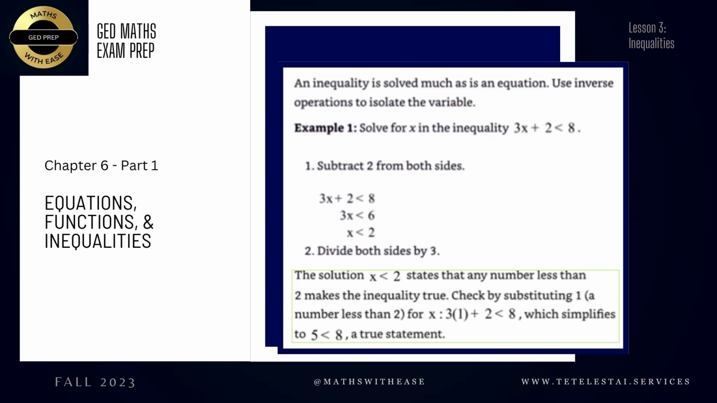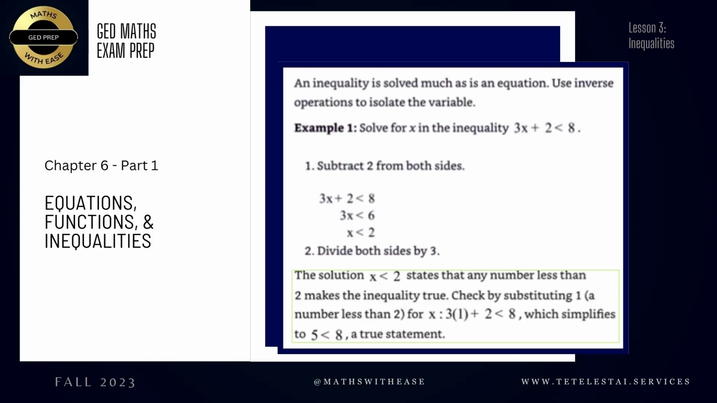An inequality is solved much the same way as you would approach an equation. You want to use inverse operations to isolate the variable. In this particular example, we're being told to solve for x in the inequality 3x + 2 < 8. So you simply subtract 2 from both sides of your inequality.